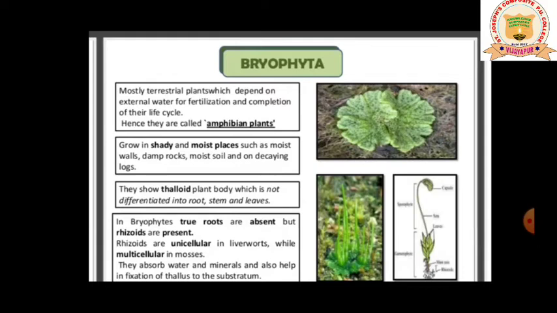What is the function? They absorb water and minerals and also help in fixation of the thallus to the substratum. So, what is the function of the rhizoids? The question like what are rhizoids may differ. A 1 mark question, what is the function of rhizoids, may appear in the theory part. Rhizoids are minute hair-like structures present in bryophytes. The function of the rhizoid is to absorb water and minerals and also help in fixation of the thallus to the substratum.